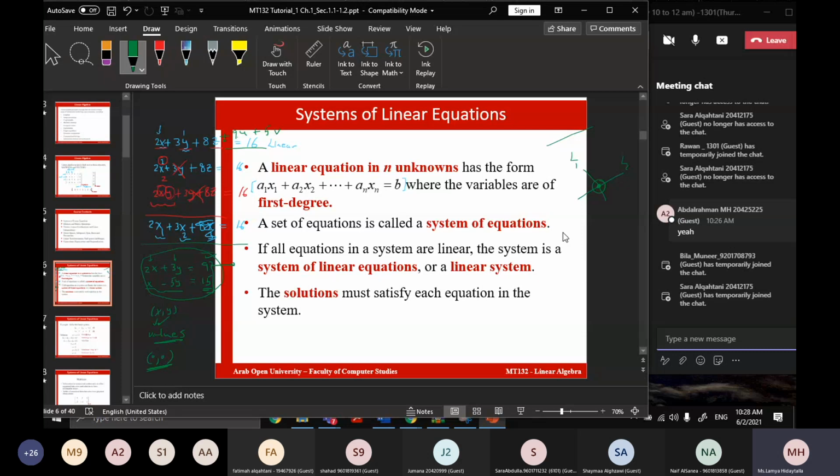That is the solution. This is geometrically. So our aim is to find this kind of points, okay? And to know whether there is a solution or there is no solution. For instance, if the lines were parallel, like that, then definitely there will be no solution, correct? There is no point of intersection. That means there is no solution.